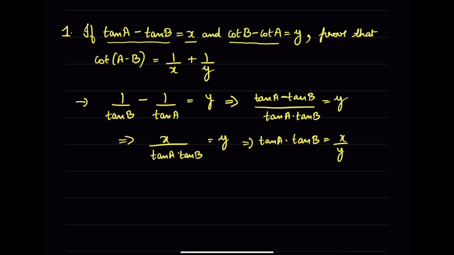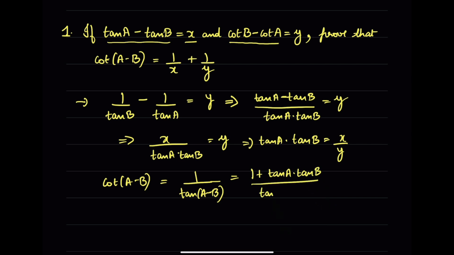Now let's apply the formula cot of A minus B is equal to 1 by tan of A minus B. Now we are going to apply the formula of tan of A minus B, but in an inverse format. So that will be 1 plus tan A tan B divided by tan A minus tan B. Now we are just going to apply the value of tan A tan B, which is X by Y, so 1 plus X by Y divided by tan A minus tan B, which is given in the question. So that is X. So let's solve the equation now.